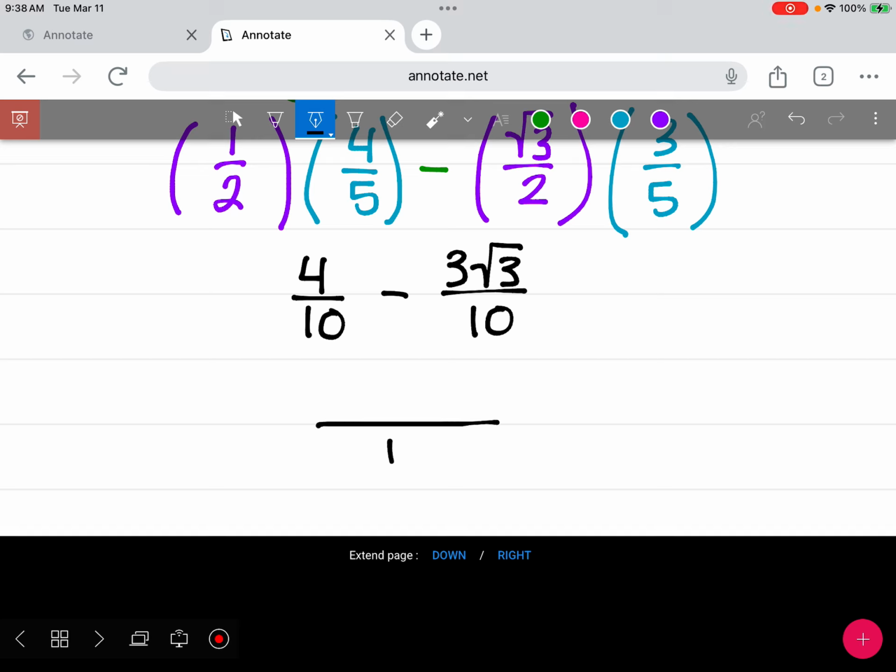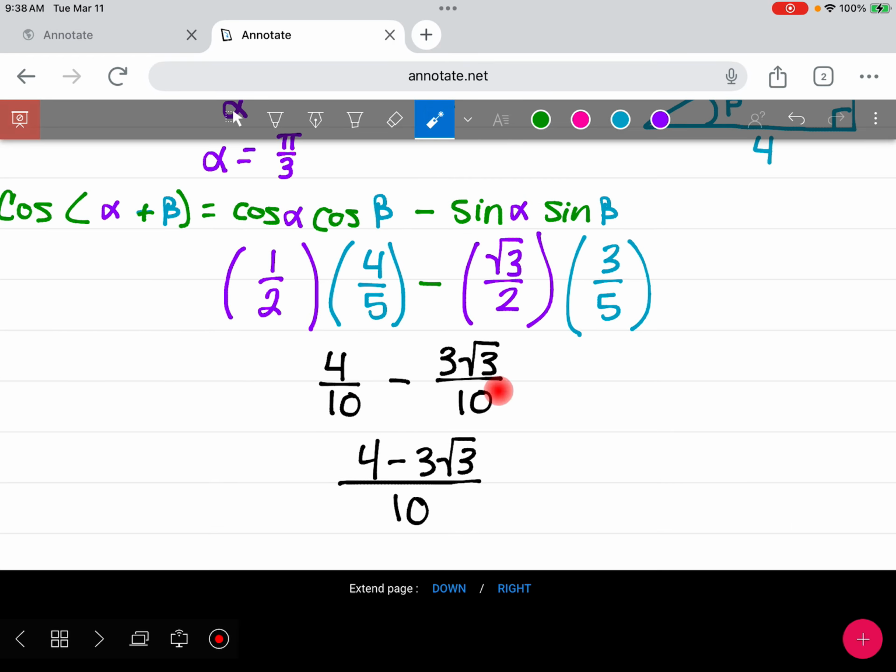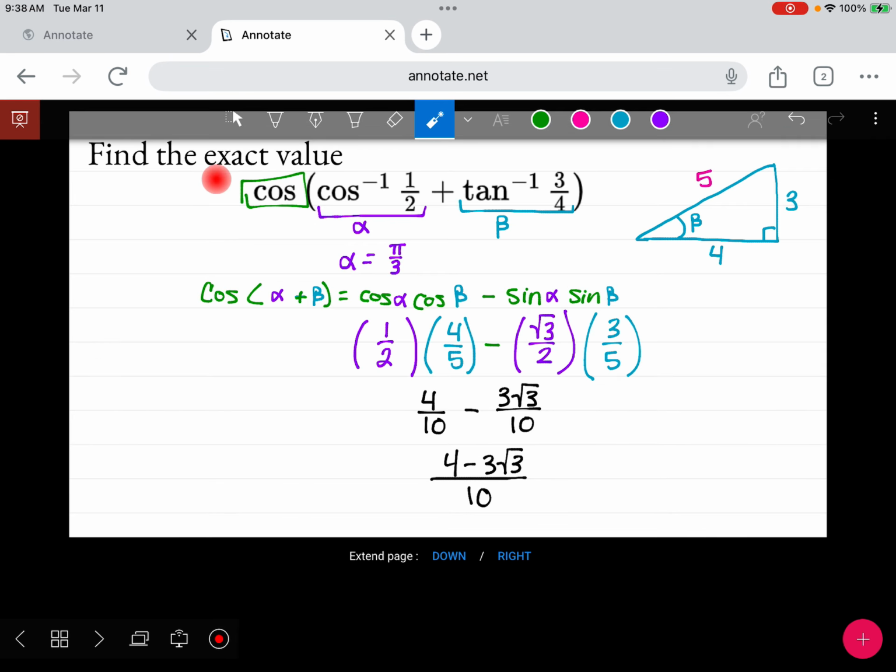We can also combine this together to make one gigantic fraction. So we're going to have our 4 minus 3√3 all over 10. So you can either go this direction and simplify it into two separate fractions, or you can put it here. But since we're looking for our exact value, what that means is do not round this off. Do not put it as a decimal.